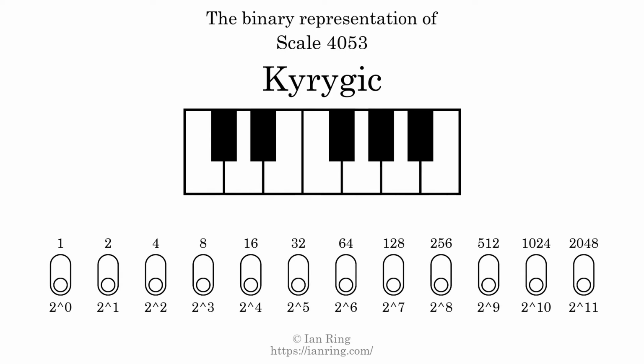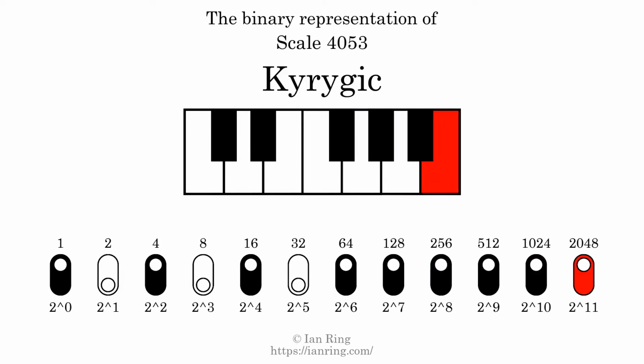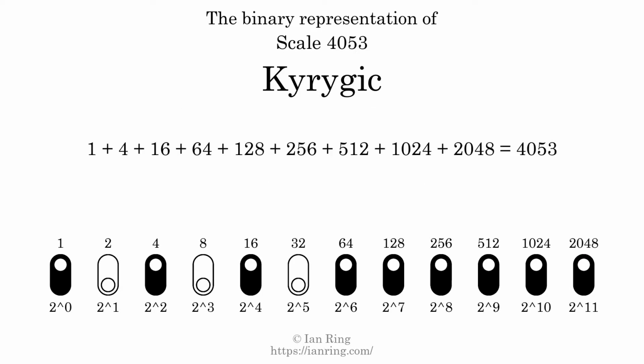The binary representation of this scale is determined by mapping tones of the scale to binary digits. Each binary digit represents a power of 2. To get the scale number, we add the powers of 2 together. The powers of 2 that are present in the scale, all added together, equals 4053. That is why the scale number, in decimal, is 4053.